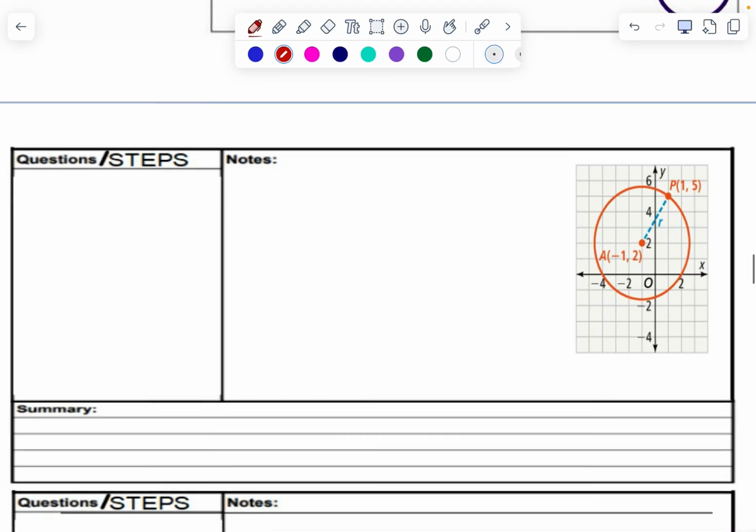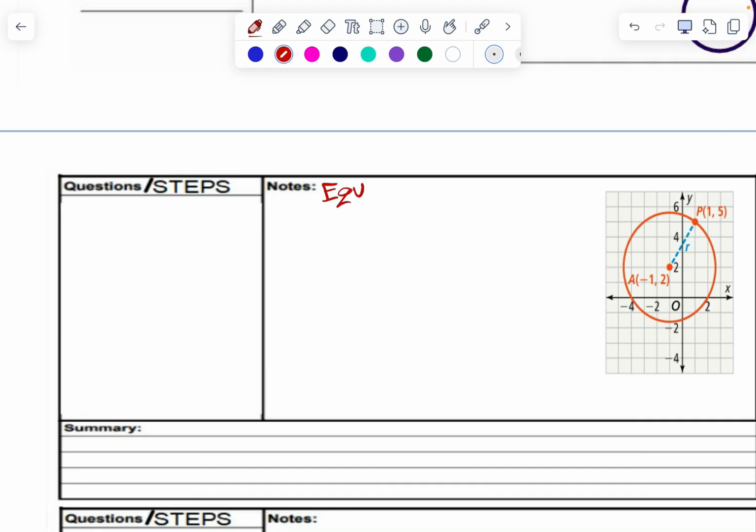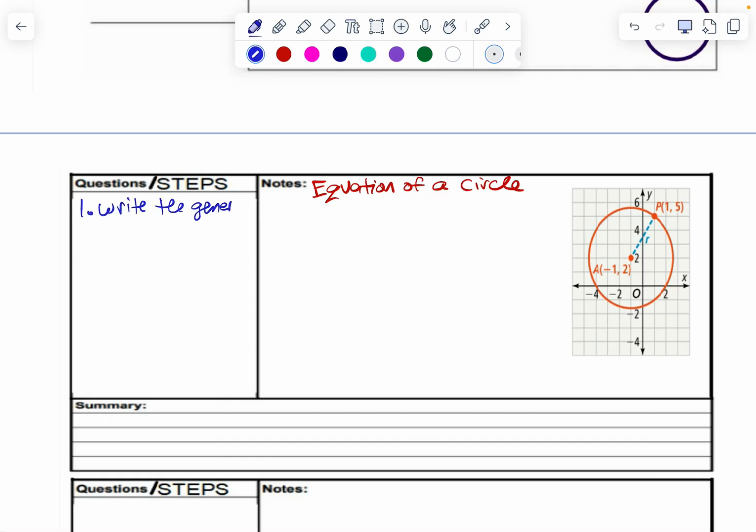That was enough time to sketch a quick circle with 2 points. First step is find the center. Actually, even before that, write the general form: x minus h squared plus y minus k squared equals r squared.